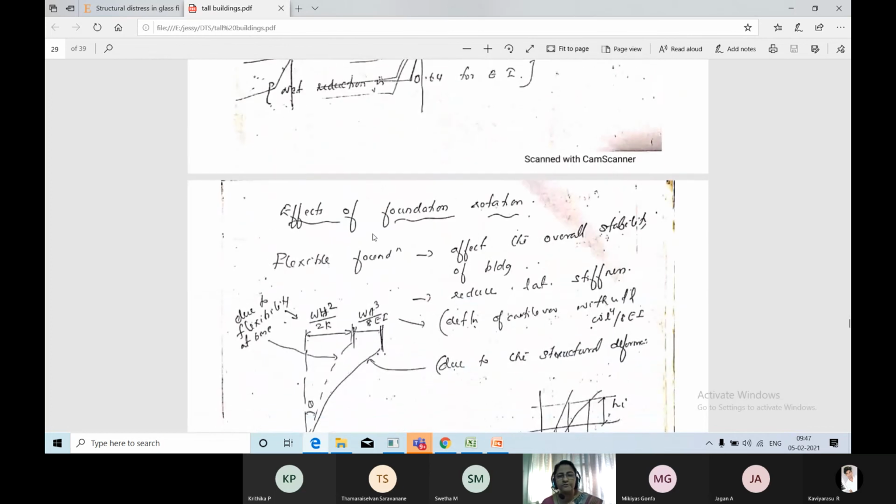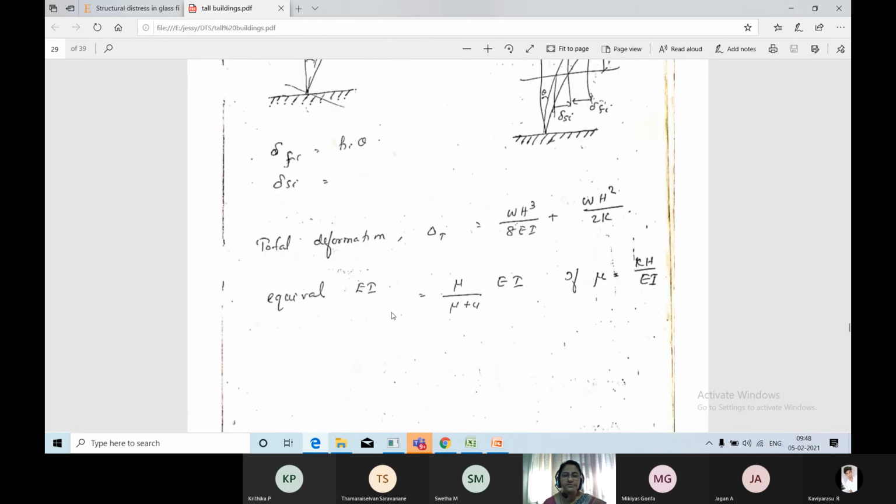Then the effect of foundation rotation. As I was explaining in the shear wall case, if it is a flexible foundation, it will affect the overall stability of the building. It will reduce the lateral stiffness, as you have seen already. If the lateral stiffness is reduced, that is also not a correct way of doing the construction.